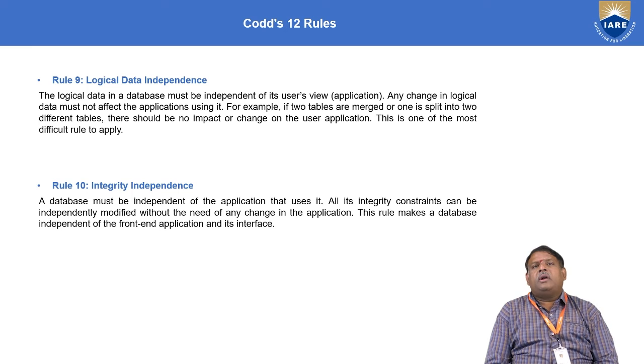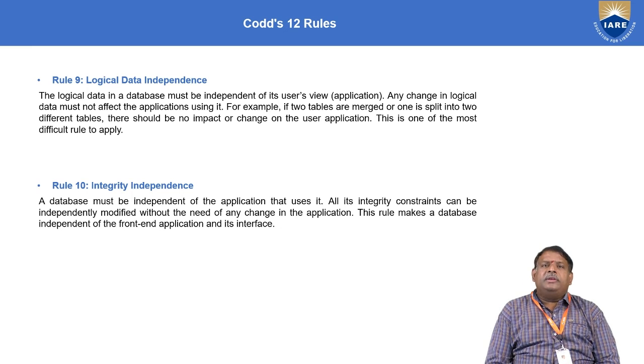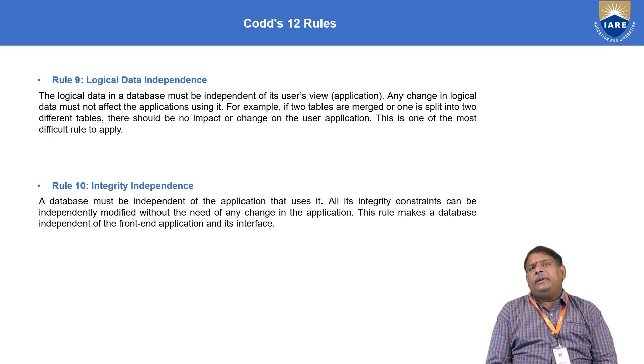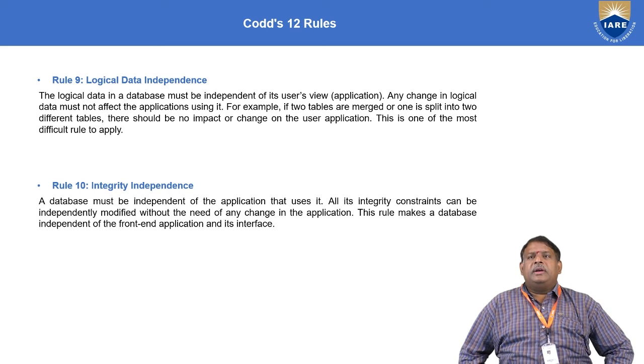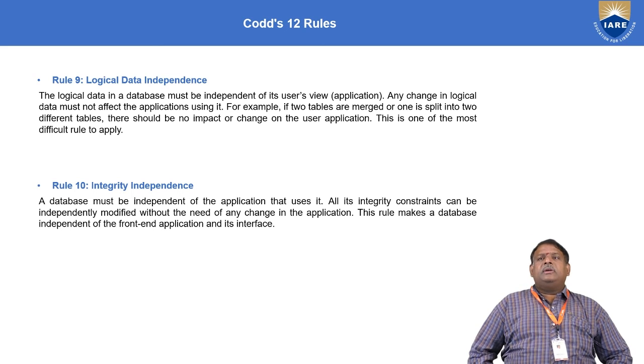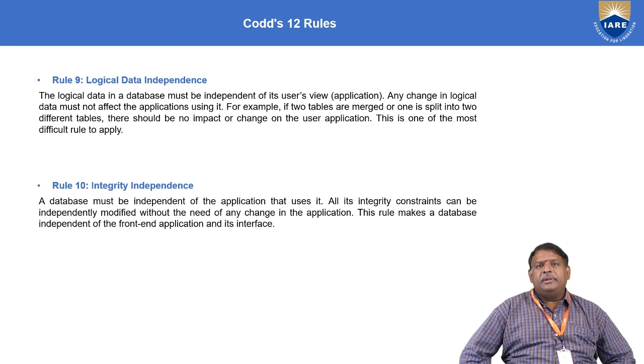Rule 9 is logical data independence. Earlier we have seen physical data independence. Now we are seeing logical data independence. The logical data in the database must be independent of the user view, that is, the application. Any changes in the logical data must not affect the application using it. For example, if two tables are merged or one is split into two different tables, there should be no impact or change on the user application.